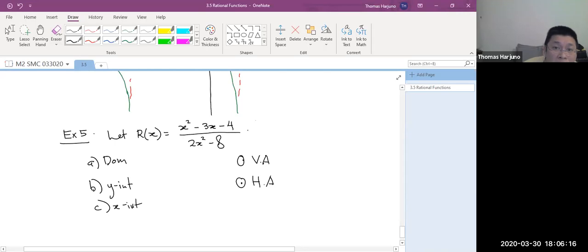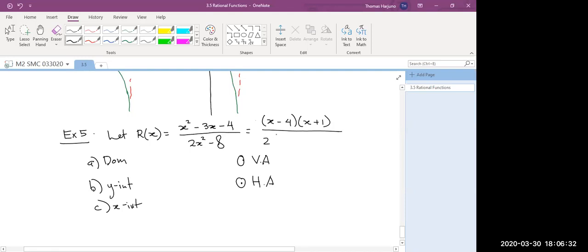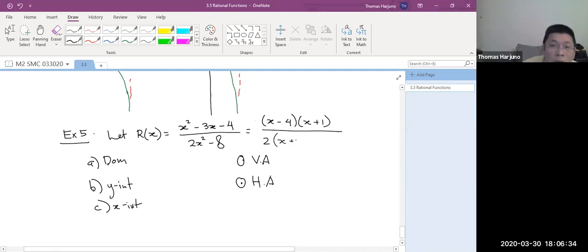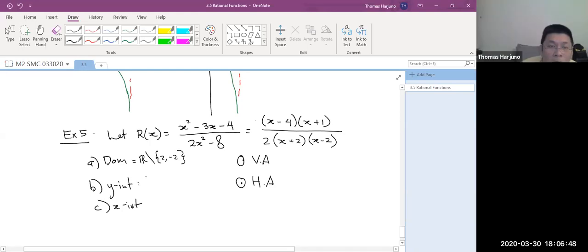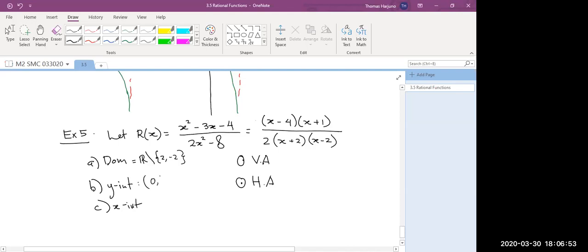I will factor these rational functions. I will get x minus 4, x plus 1, and on the denominator we have common factor 2. Is it right? Yes. And then factor further, I get x plus 2, x minus 2. So the domain will be all real numbers except 2 and negative 2. The y-intercept will be 0, 1/2. That's right.